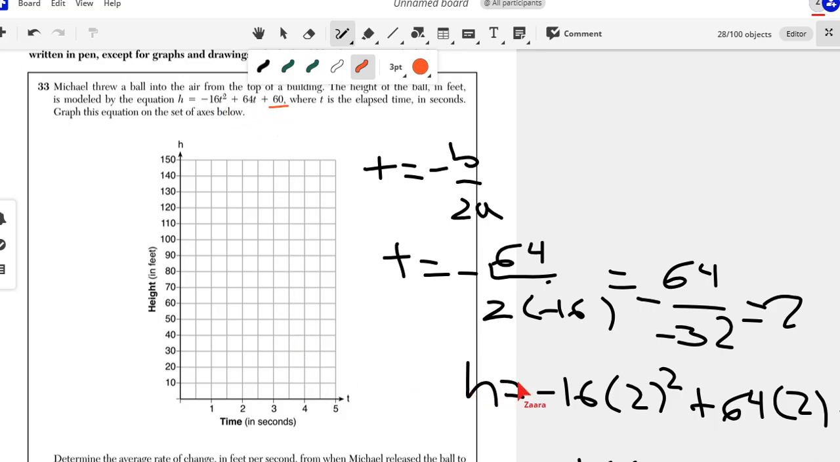124 is the maximum point. Then I'd have to graph it. Yeah, please try. Okay, let's try.